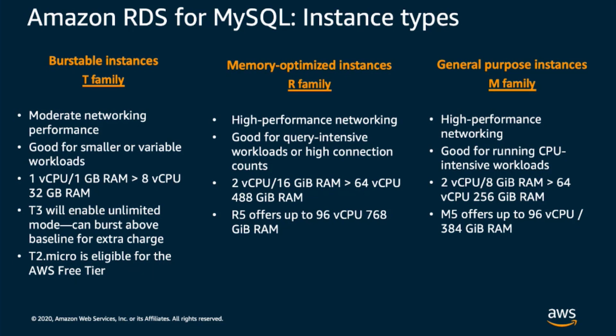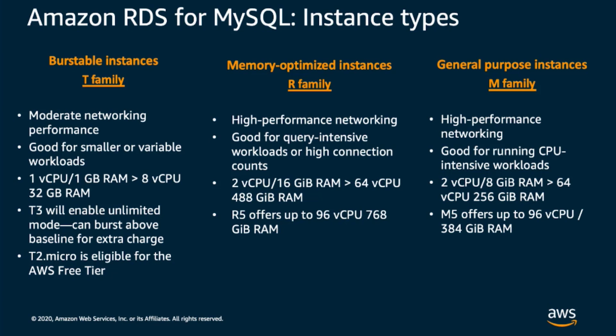And then we have the general purpose instances. They're really good for a lot of aggregations and computations. They provide a lot of CPU usage. These are very good for CPU intensive workloads. And then they come from 2 virtual CPUs up to 96 virtual CPUs.